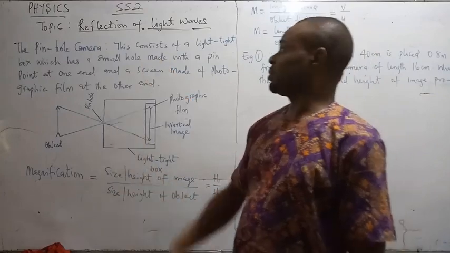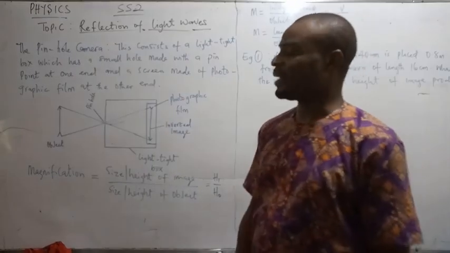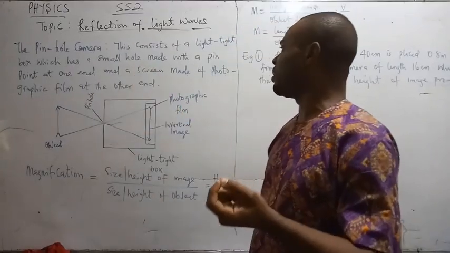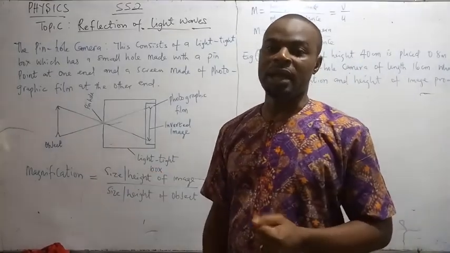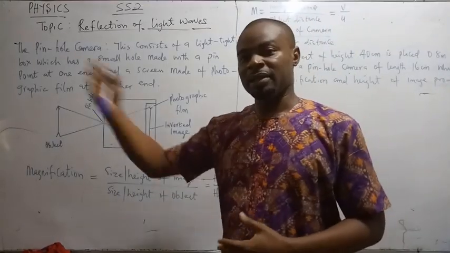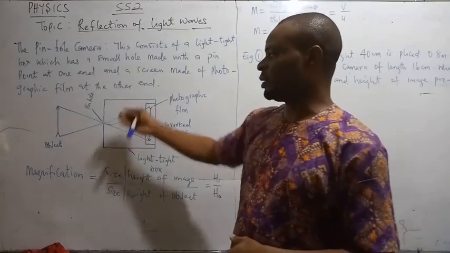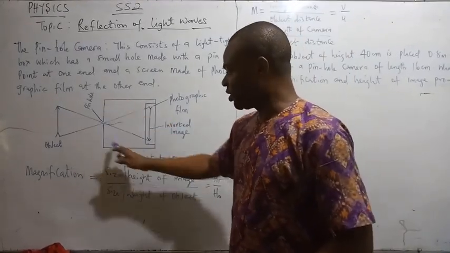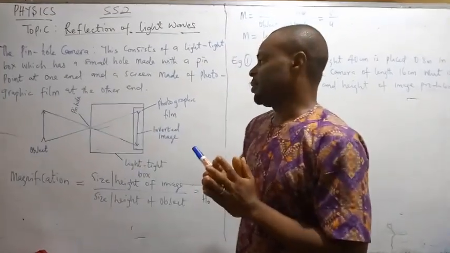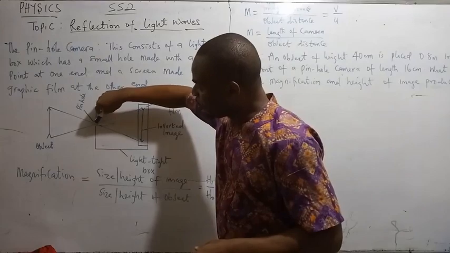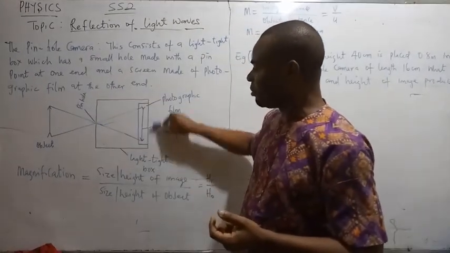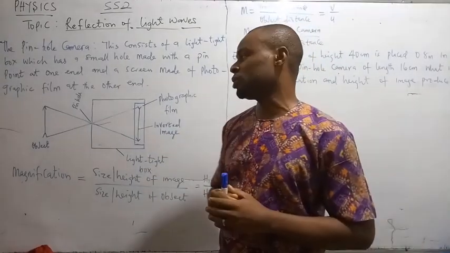The pinhole camera consists of a light-tight box which has a small hole made with a pinpoint at one end and a photographic film as the screen at the other end. As you can see in the diagram, this is just the pinhole camera, just a light-tight box. Then there is what? A pinhole made with a pinpoint at this end and a photographic film at the other end where the image will be captured.